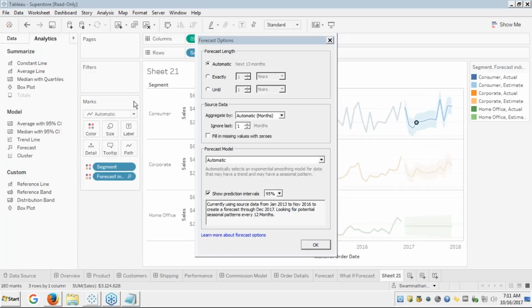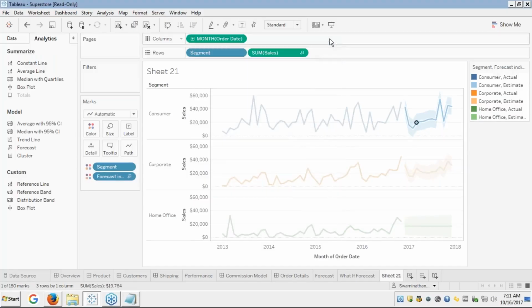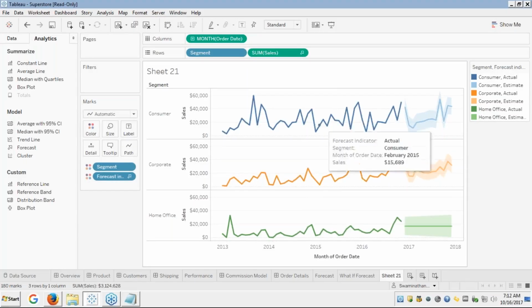Okay. Kanya is asking a question. Your graph column shelf has month of order date, but the graph is showing year. I'm just closing this for a while. So see here, this is what my graph is showing. Though this is showing as year here, Kanya, this is month of order date.